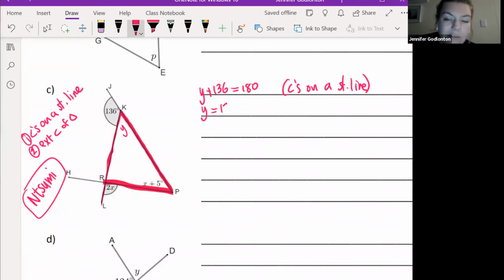And then the answer is y equals 44 degrees. Beautiful. So I'm just going to write this in steps just so everyone can see what you've done. Y equals 44 degrees. Okay, so now we know that that's 44. Next. And then r will be equal to 2x because it's vertically opposite angles.